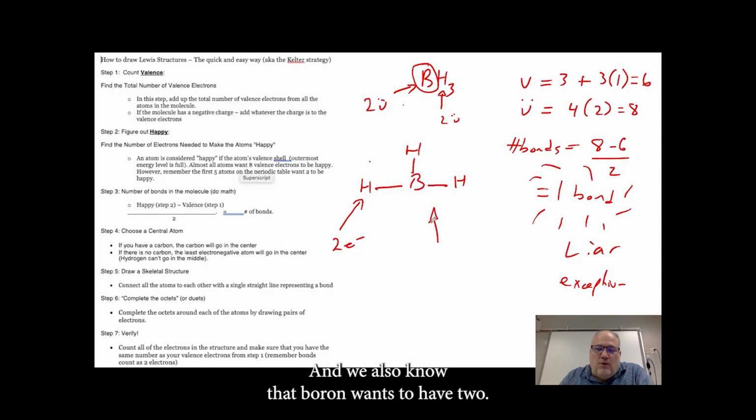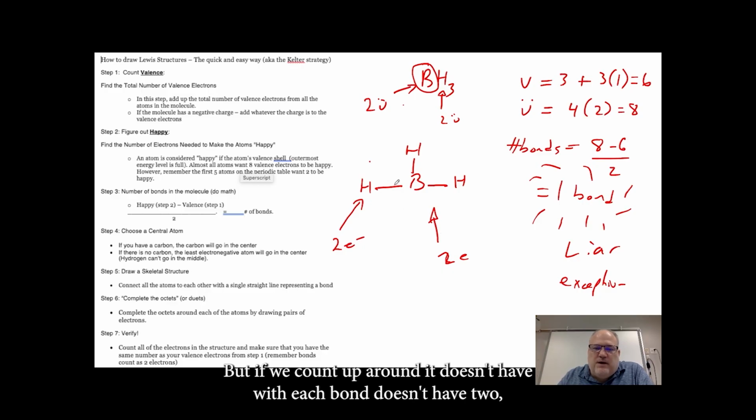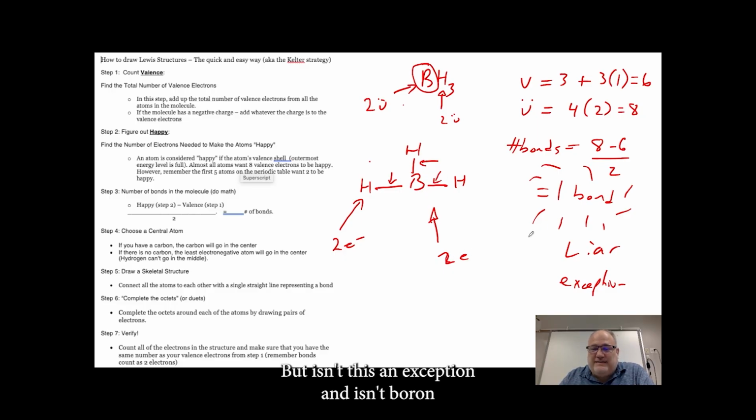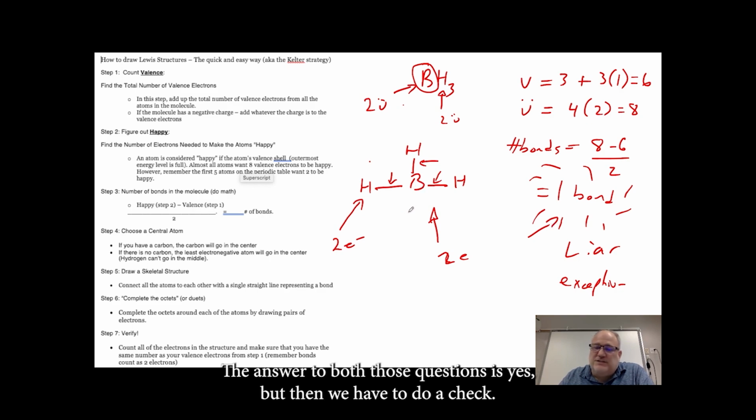And we also know that boron wants to have 2 electrons. But if we count up around it, with each bond, doesn't it have 2, 4, 6? Which is problematic because we know it only wants to have 2. But isn't this an exception? And isn't boron one of the ones that we can have that has less than an octet? The answer to both those questions is yes.